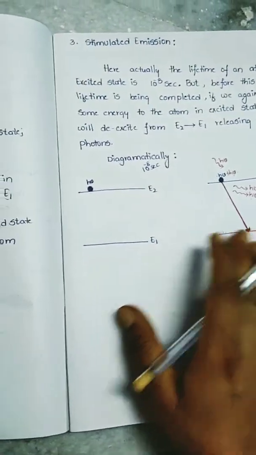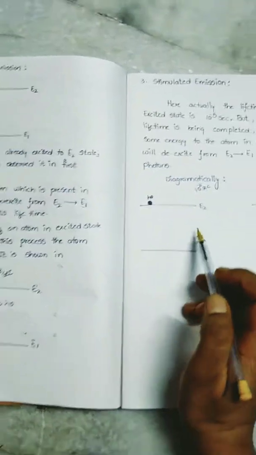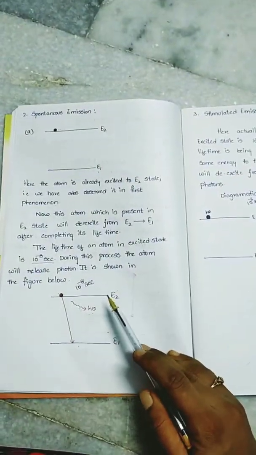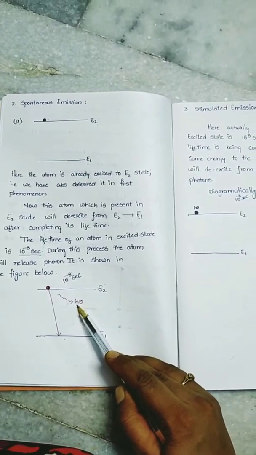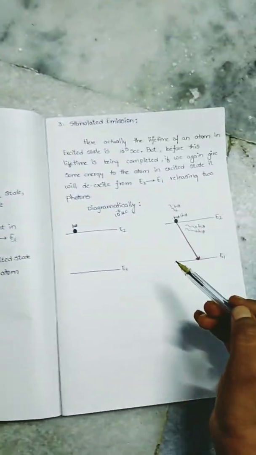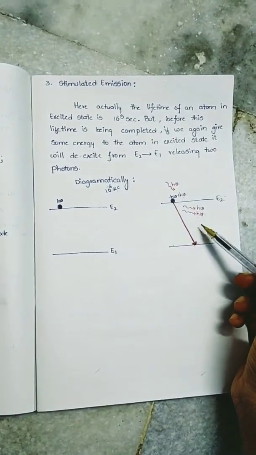The difference between spontaneous emission and stimulated emission is that in spontaneous emission we will have a single photon in the de-excitation state, and in stimulated emission we will have 2 photons.